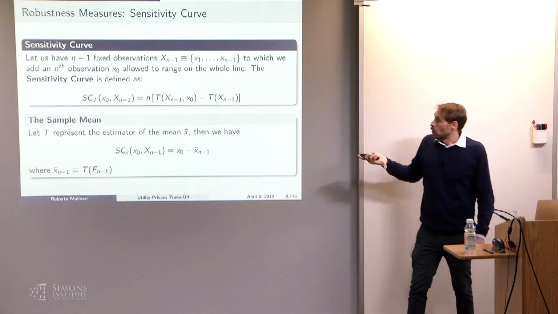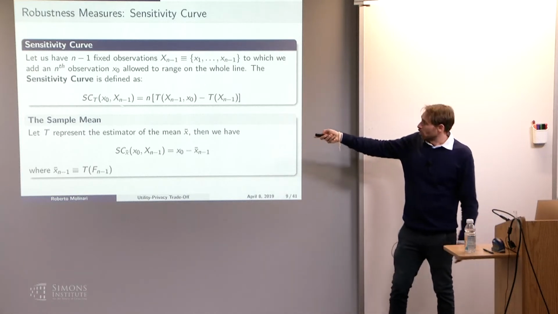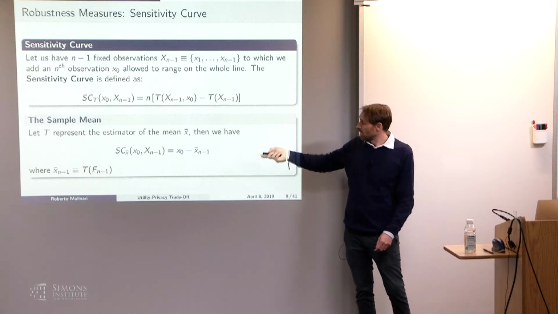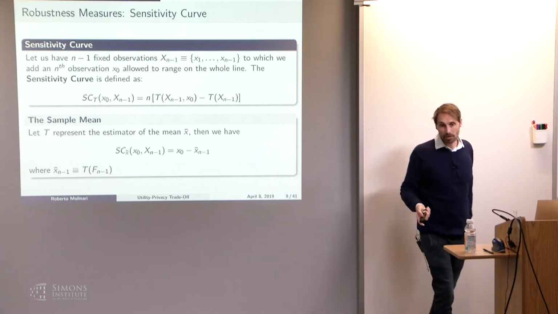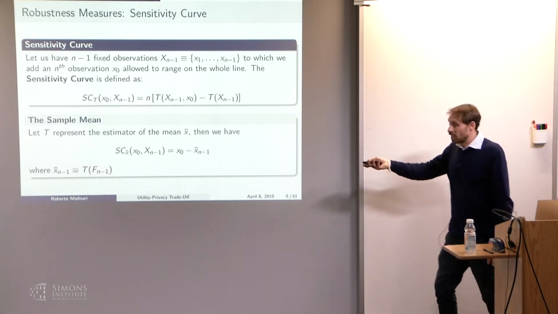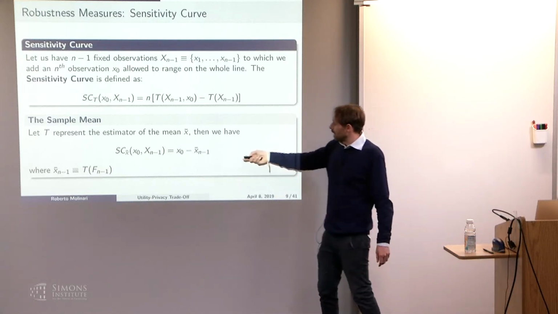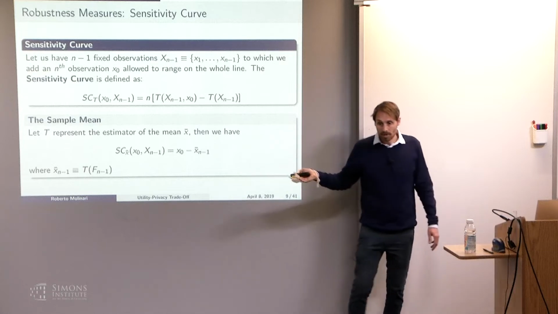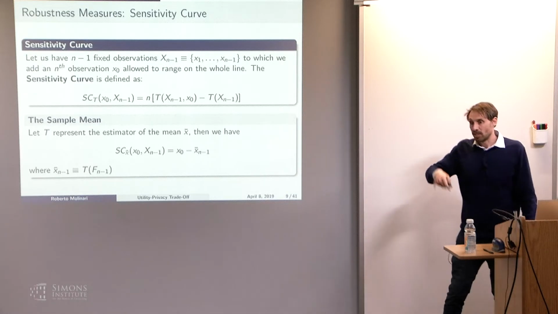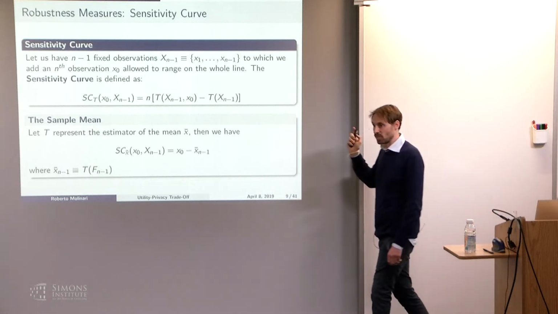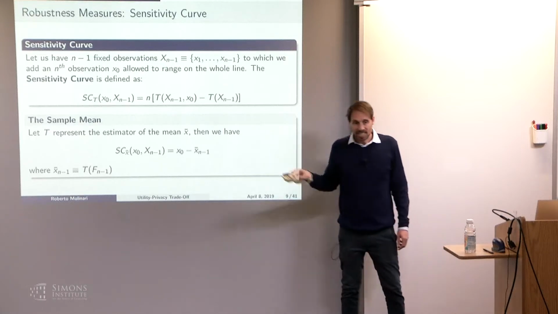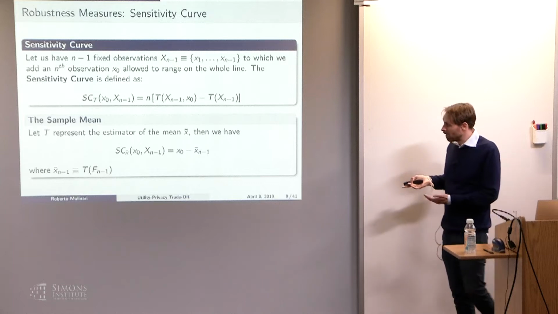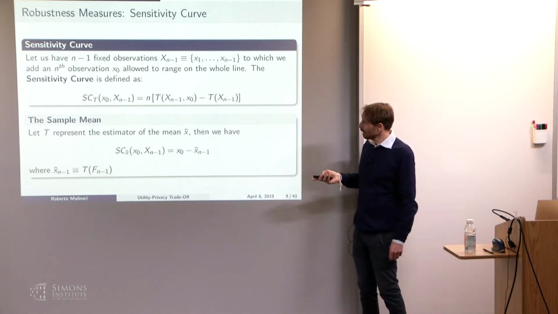If you define what the estimator is, for example, the sample mean has this sensitivity curve. Basically, what that means is this sensitivity curve is directly proportional to x0, and therefore if x0 goes to infinity, so does my sensitivity curve. So in this case, the sample mean, for this version of this robustness measure, is unbounded.